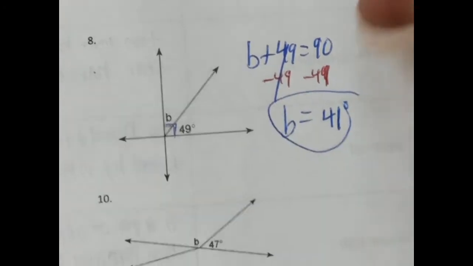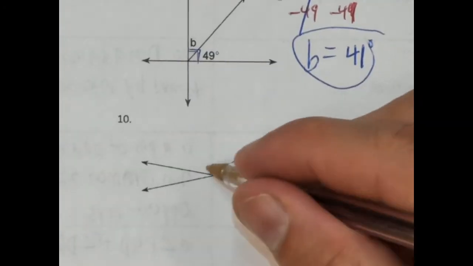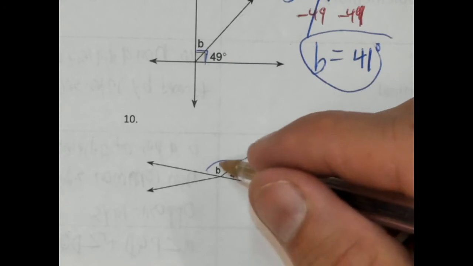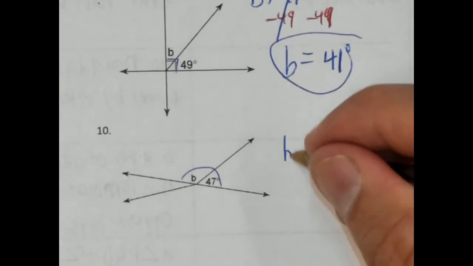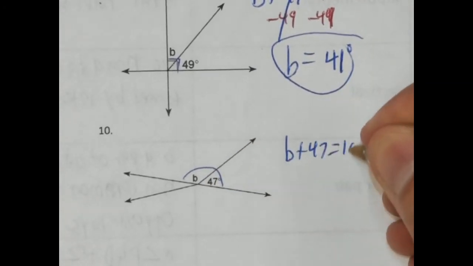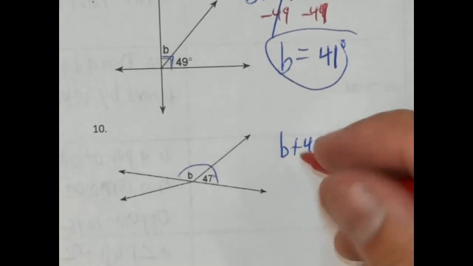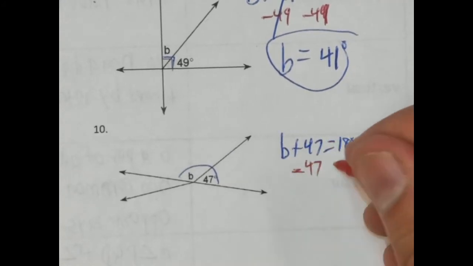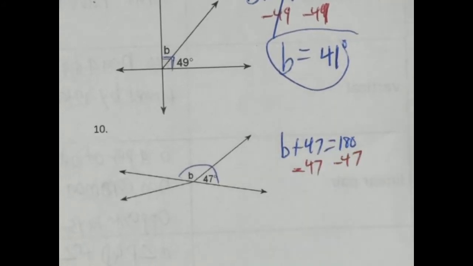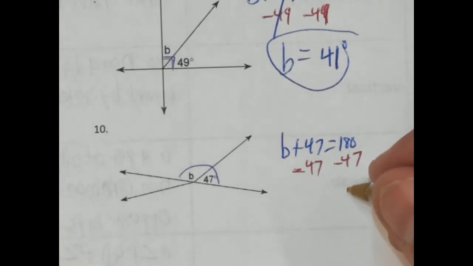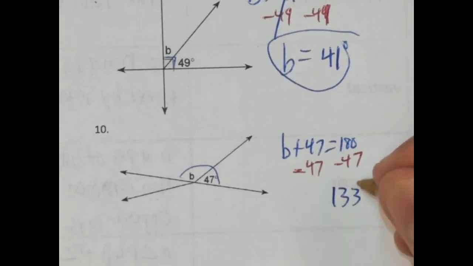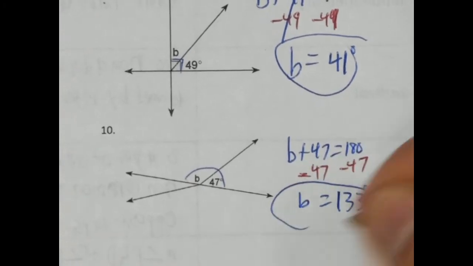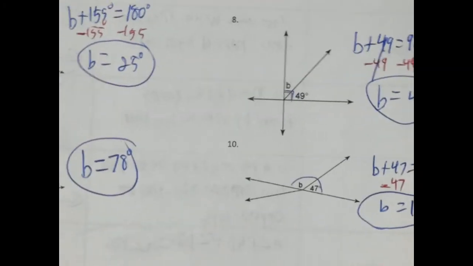Yep, 41 degrees. And then down here, this is a linear pair. So they should add up to 180 degrees. So B plus 47 equals 180 degrees. And then solve it algebraically. So 180 minus 47. What's that, 133? Yeah, 133 degrees. That's B. There we go. We'll zoom out so you can see all those.